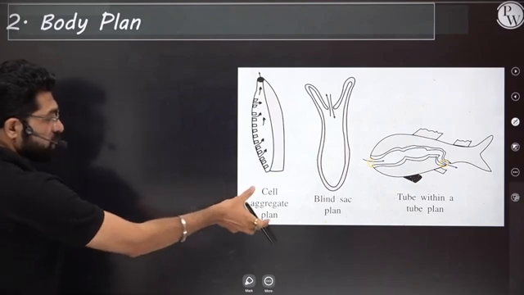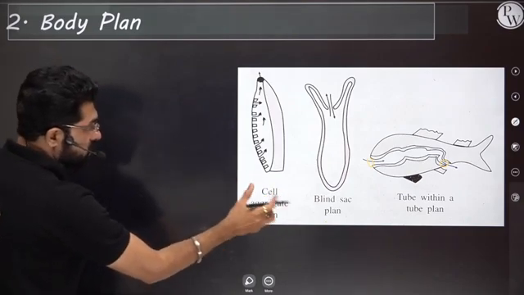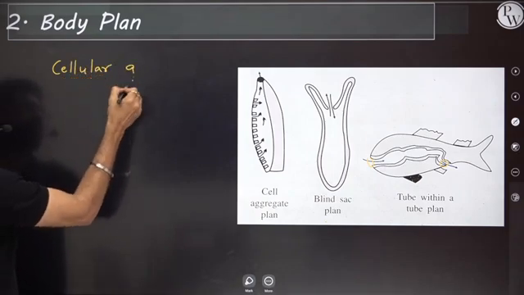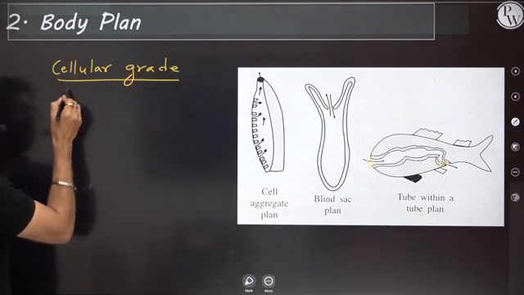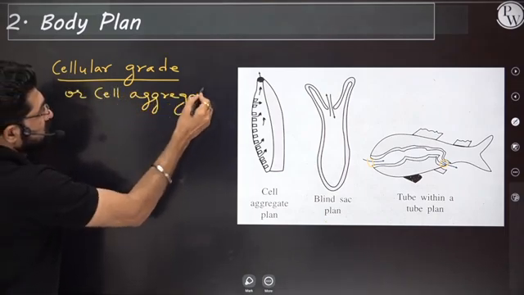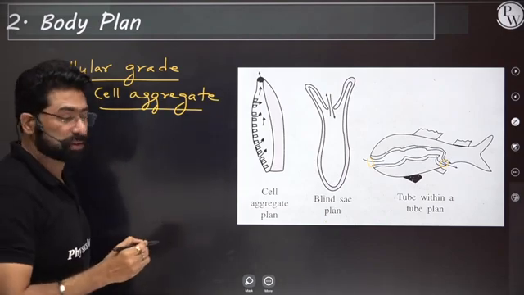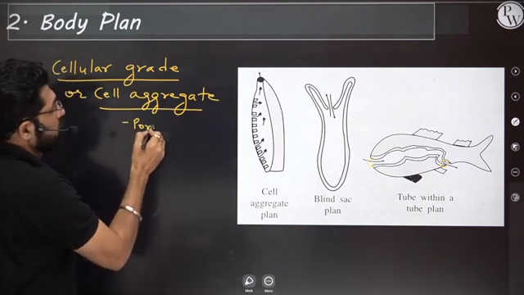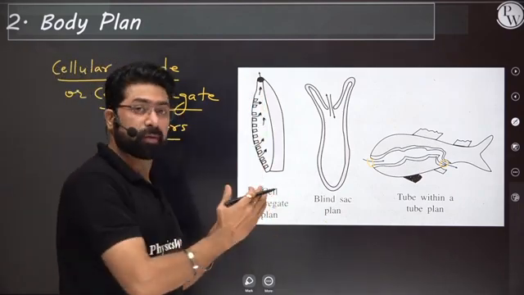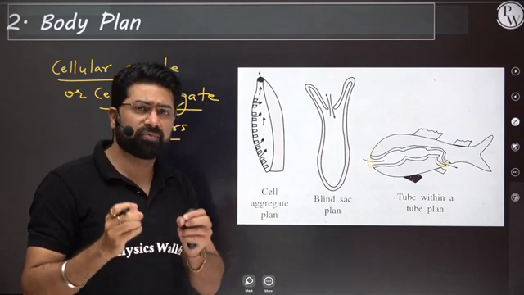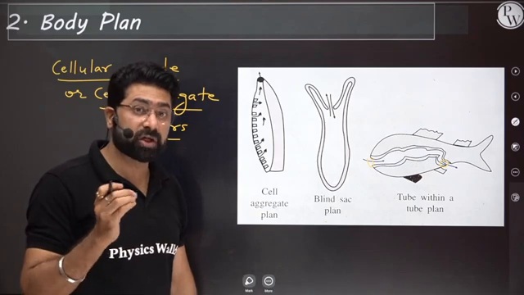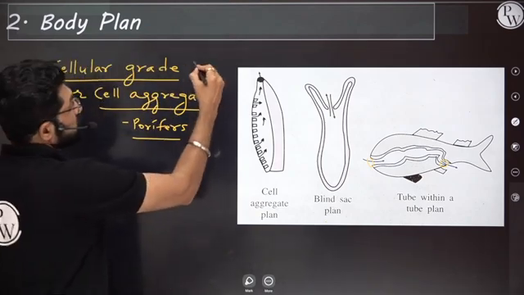But if the question comes, which type of body plan is present in sponges? So cellular grade or cell aggregate body plan will be present in the porifers. Porifers will have this type of plan. Why? Because the body itself is composed of only and only cells. The cells have some division of labor.